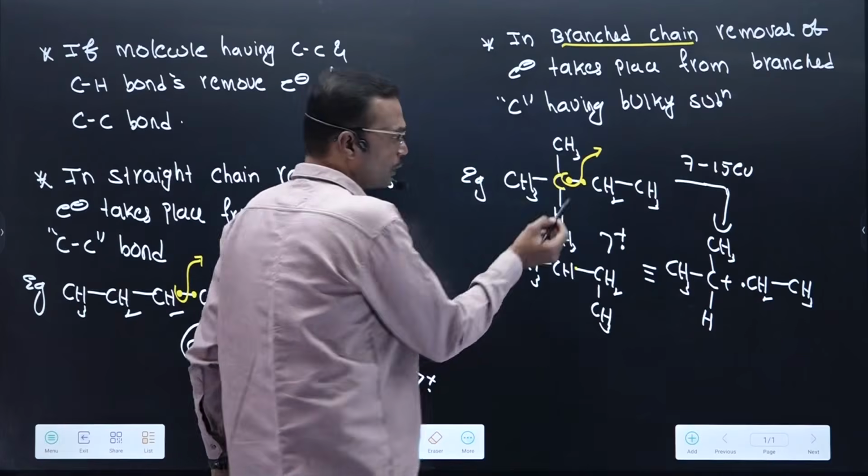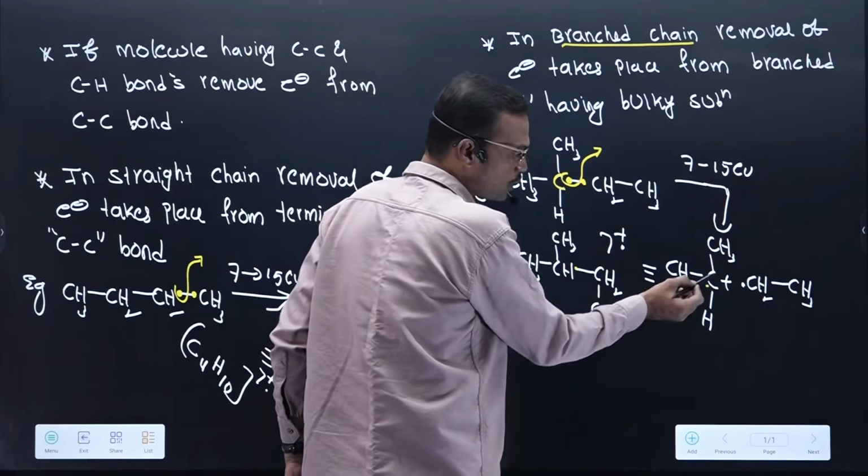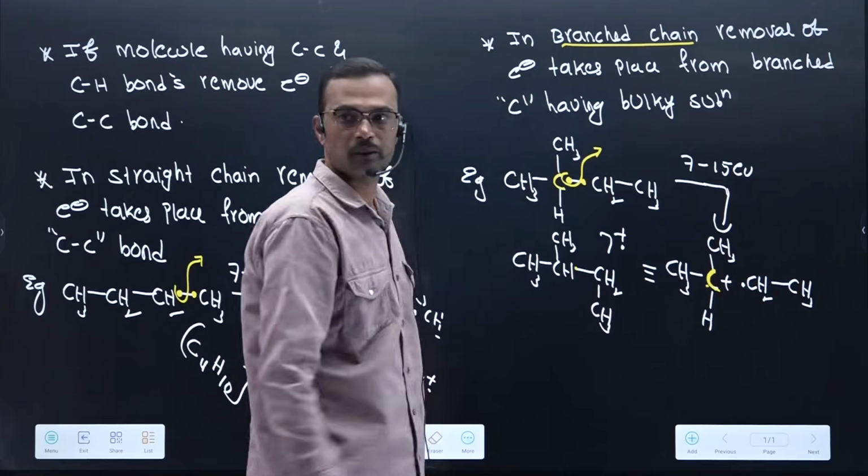See, if you remove this electron, this carbon becomes a carbocation or not? This carbocation is more stable as compared to the right side. That's why try to remove from the branched carbon.